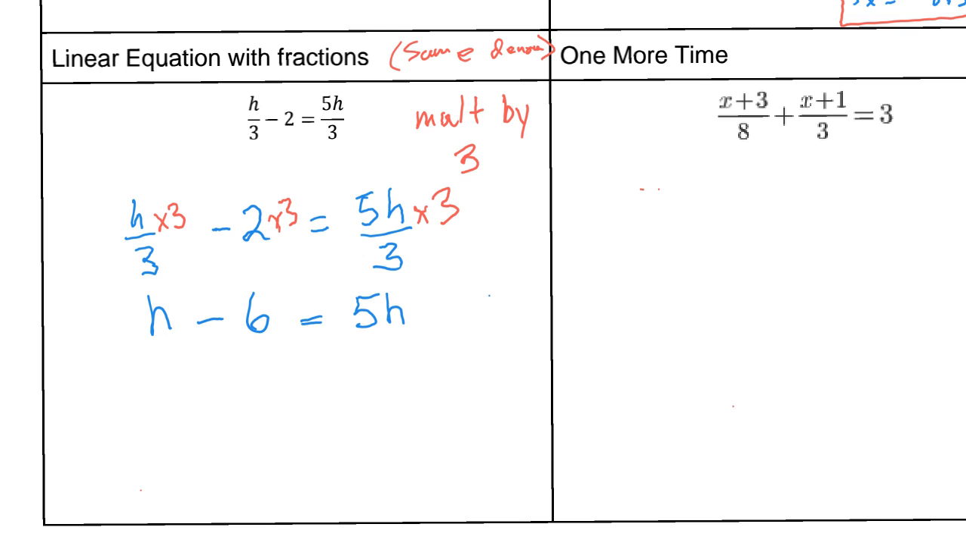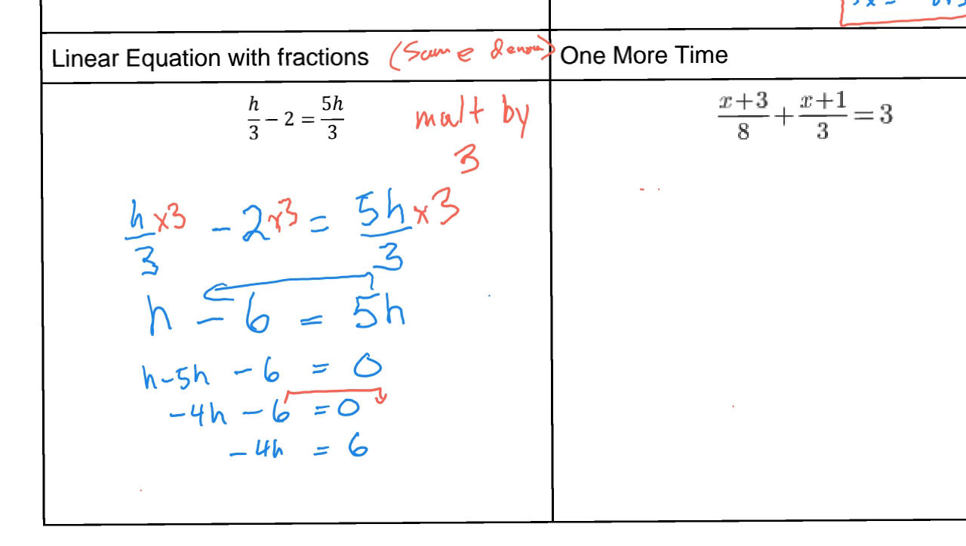So now we can start moving our h's to one side and our numbers to one side. I'm always going to move my h over to this side. I always want my letters on the left side. So I'm going to get h minus 5h minus 6 is equal to, well, there's nothing there, so it's 0, right? So h minus 5h is negative 4h minus 6 is equal to 0. Bring the 6 over to the other side, and you end up with 6 is equal to negative 4h.